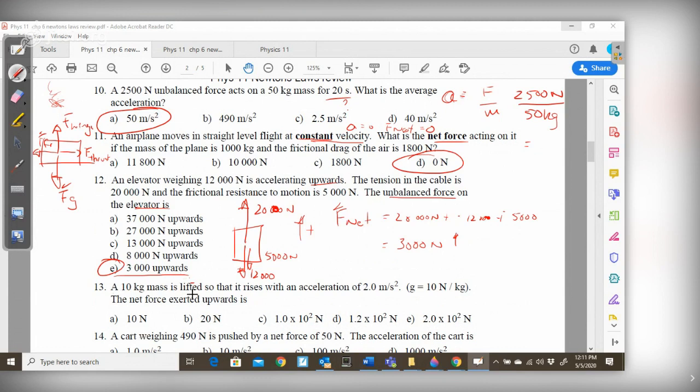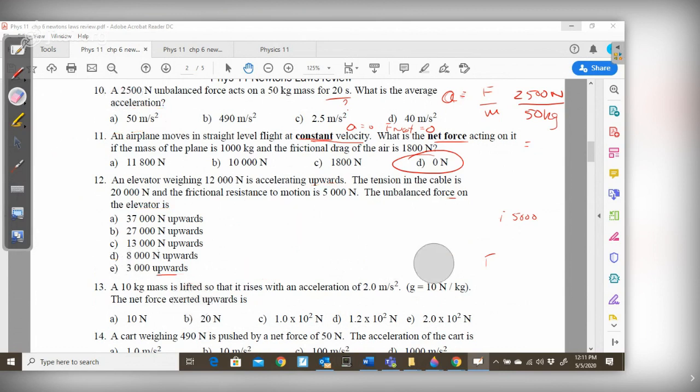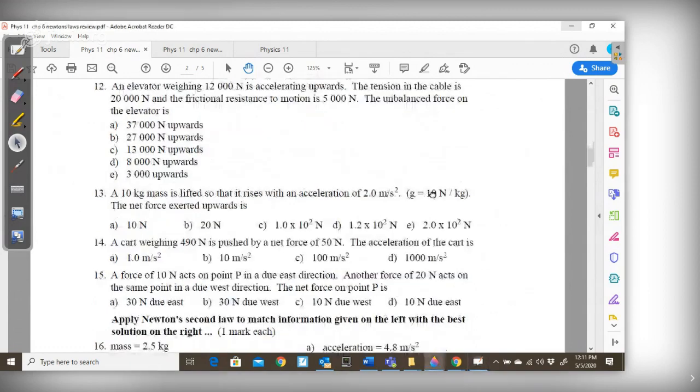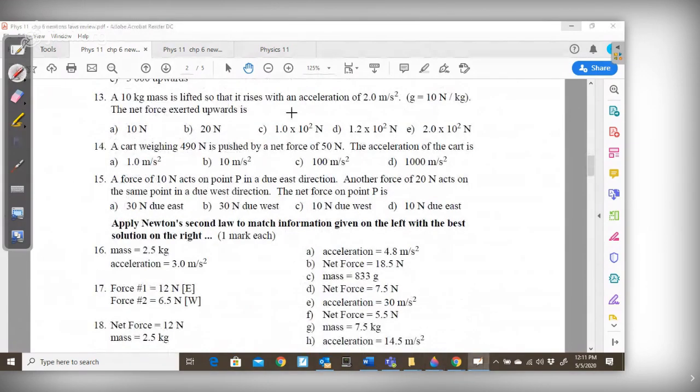A 10 kilogram mass is lifted so it rises with an acceleration of 2 meters per second squared. The net force exerted upwards is. All right, so I'm going to move this up. This is a really good question in terms of what it's asking, because you can get sort of confused. And I want to make the point that you always want to make sure that you are answering the question that's being asked, not answering the question you think is being asked.